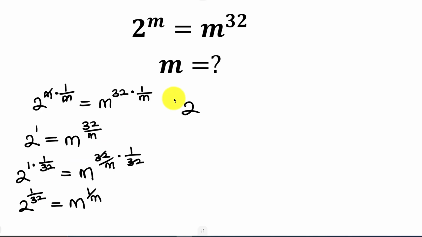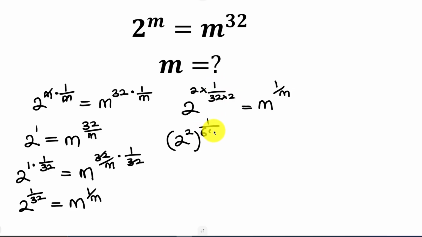Now I'm going to be multiplying the numerator by 2, so 2 times 1 all over. Now since I multiply the numerator by 2, I'll also do the same thing to the denominator. So this is 32, I'll also multiply by 2. Very good. And this is equal to m to the power of 1 all over m. Now this expression can be written as 2 squared all raised to the power of 1 all over 32 times 2 is 64. This is equal to m to the power of 1 all over m.